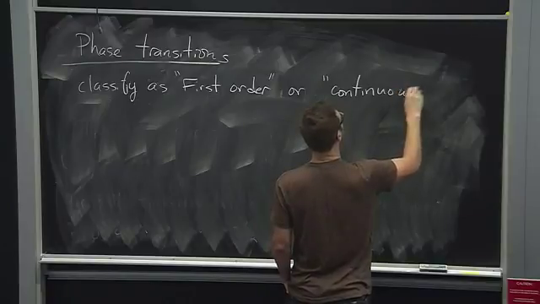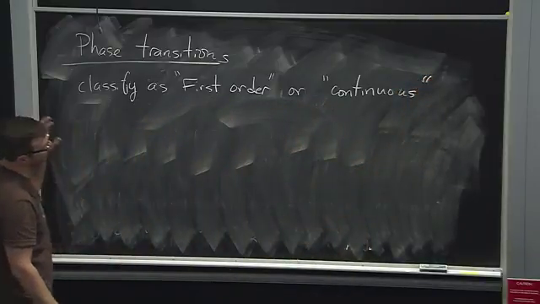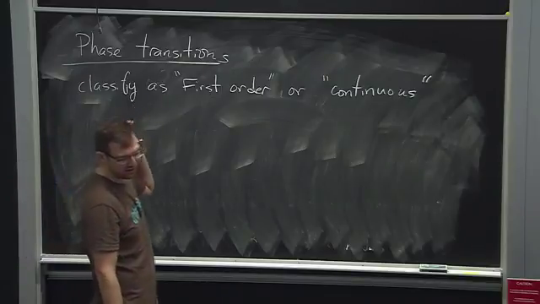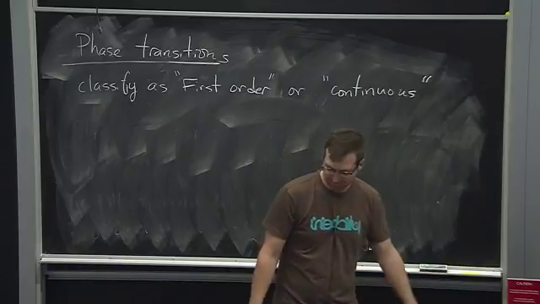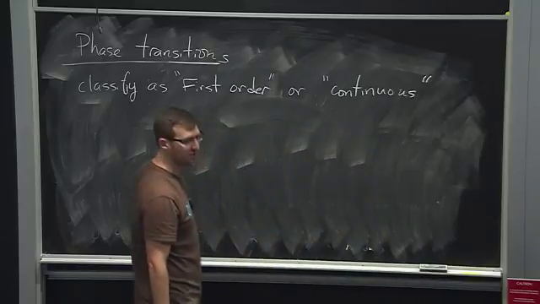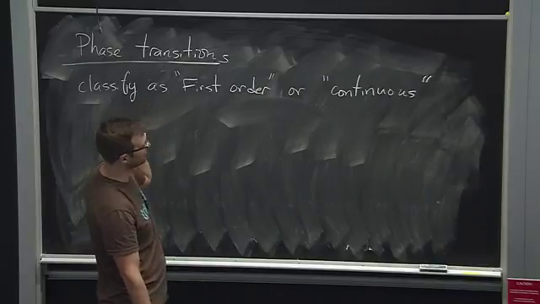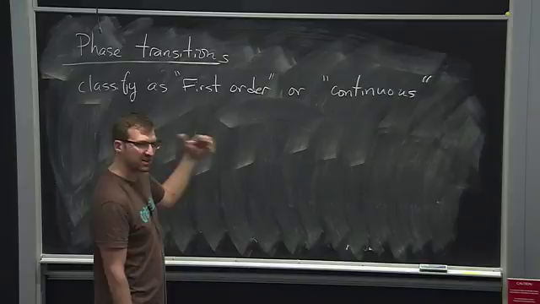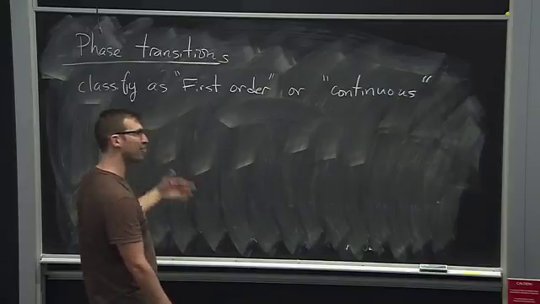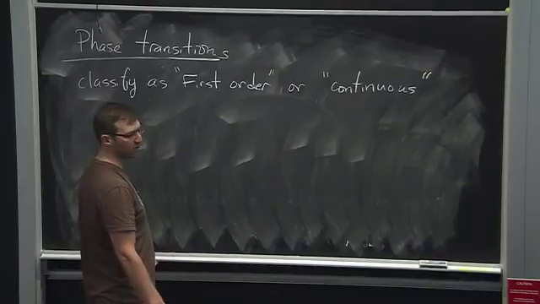Okay, there are other classifications. First order essentially tells you where the singularity in the free energy occurs, which derivative it occurs in. And you get first order, second order, third order. But things like Kosterlitz-Thouless transitions are infinite order. So I think a more modern way of looking at this is just first order or continuous.